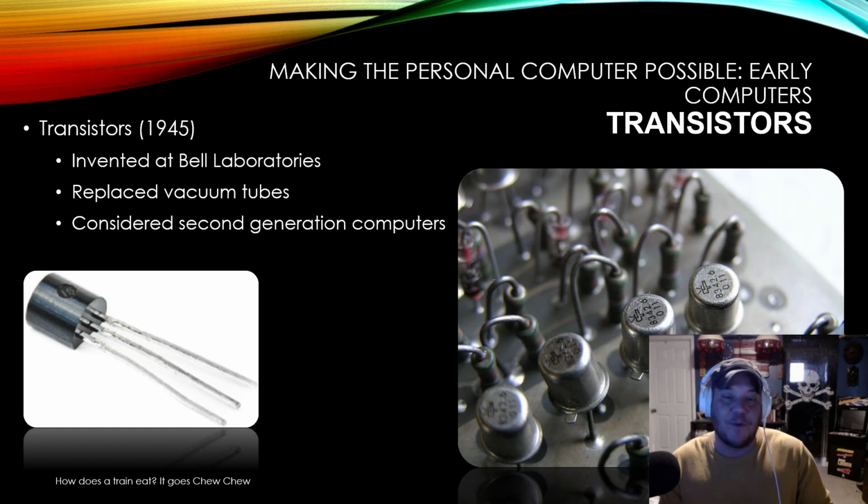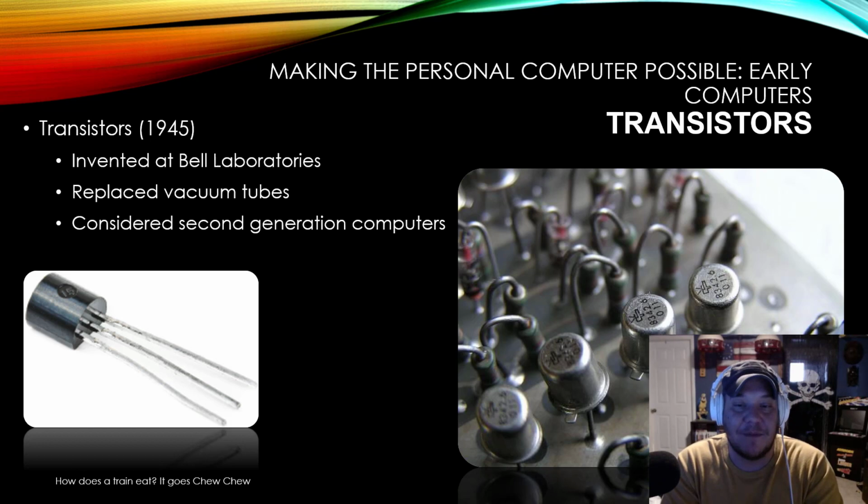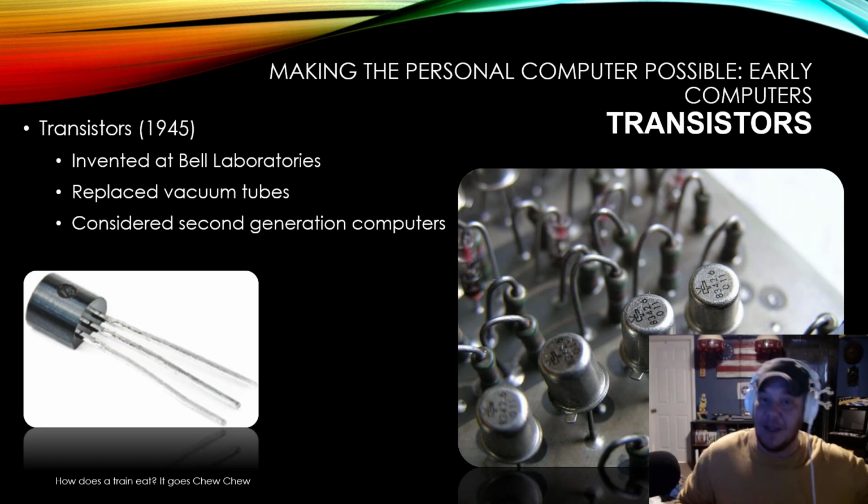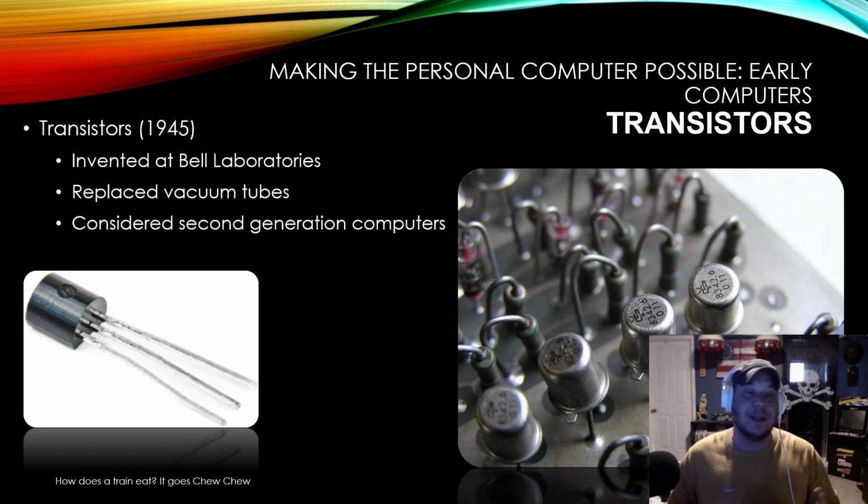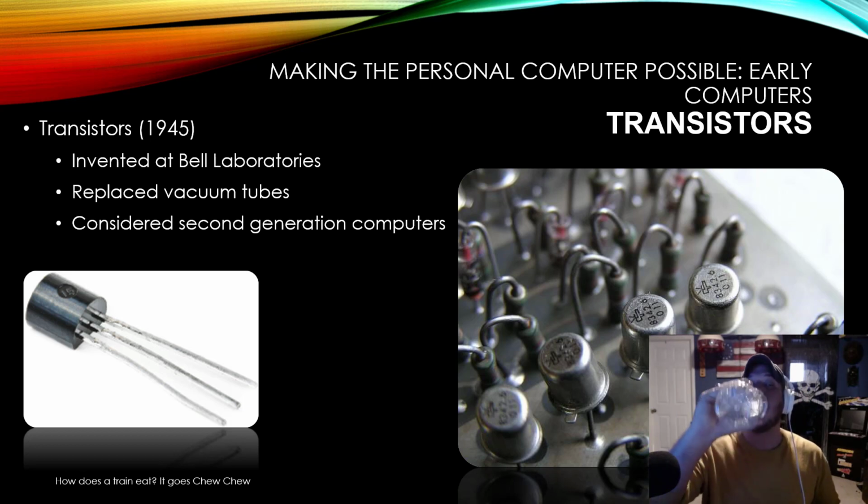In 1945, a scientist at Bell Laboratories invented the transistor as a means of storing data. It replaced the bulky vacuum tubes of early computers and was substantially smaller and substantially more powerful. A transistor is a semiconductor device used to amplify or switch electronic signals and electrical power. It's composed of semiconductor material and usually with at least three terminals to the bottom of it.